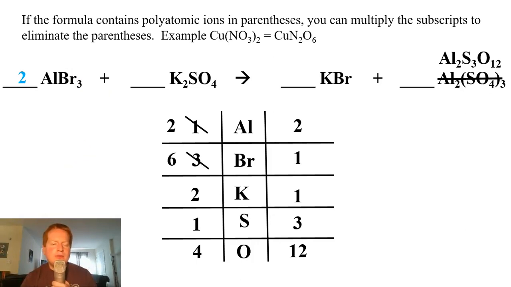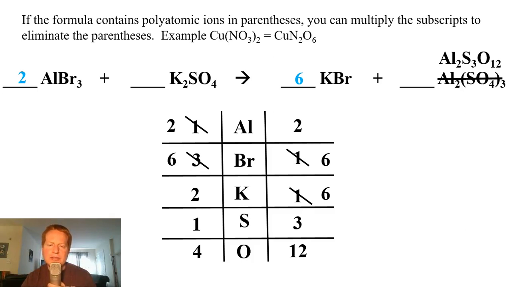So now I want to fix the bromines, so I'm going to put a 6 on the right side, because 6 times that 1 bromine will get me 6. But that will also change the K, the potassium, right? So now potassium is also 6. Looks like it's getting kind of messier.